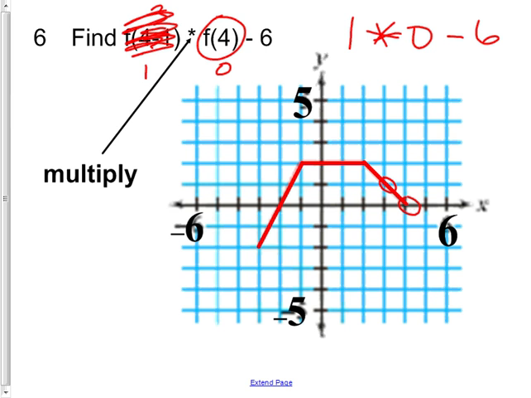Now, does the order matter here? Yes, it does. If you've got two timeses, you would do them from left to right. We have a times and a subtract. Times comes first, so I have to do this first. 1 times the 0 makes 0, and 0 minus 6 makes negative 6. Raise your hand if you had negative 6 for your answer. You're so right. Okay, good.